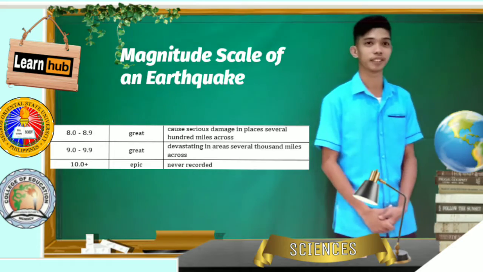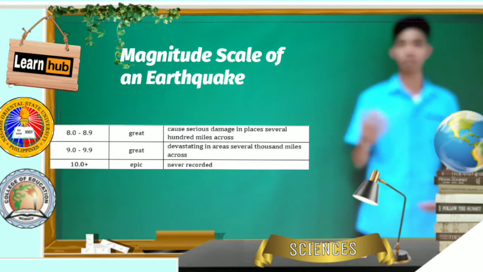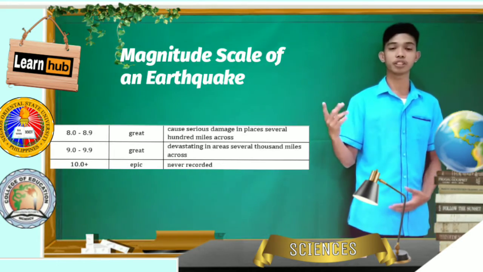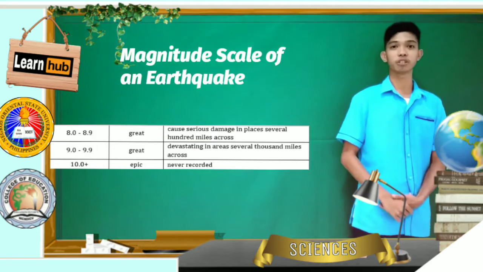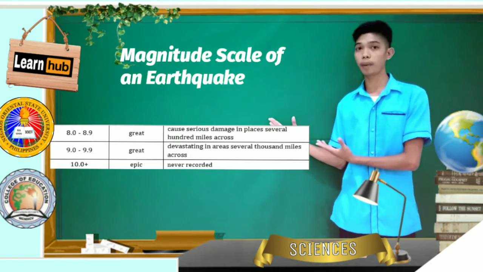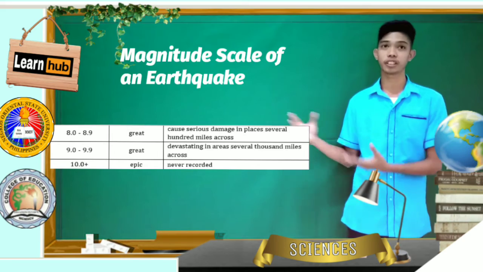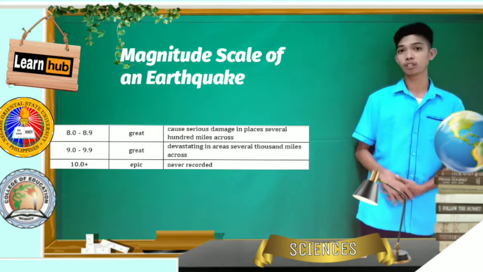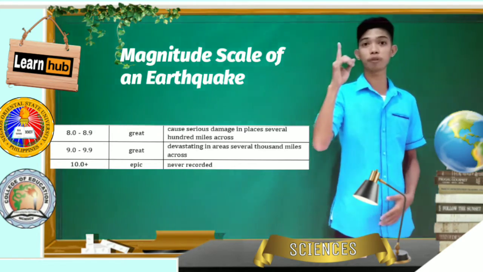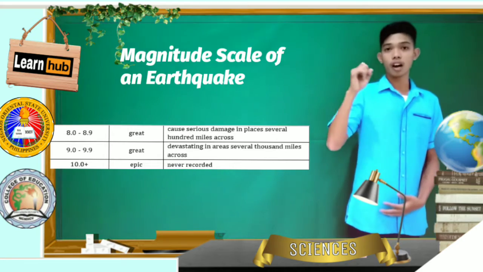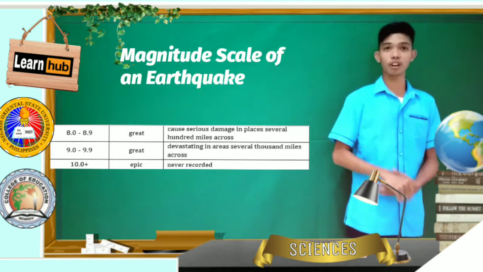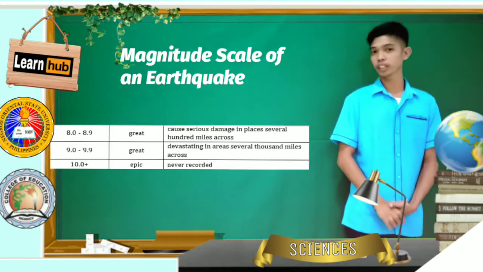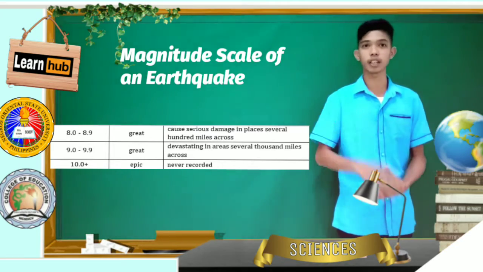So the last magnitude is 10 and above. Magnitude 10 and above is considered to be epic and very, very dangerous. It would likely cause ground motions for up to an hour. Imagine, up to an hour of shaking. So it is very, very dangerous and destructive.